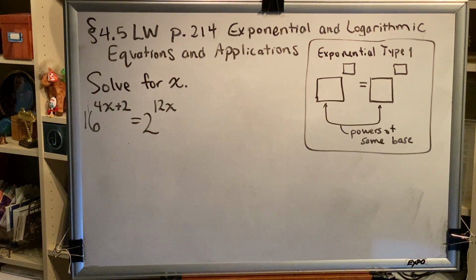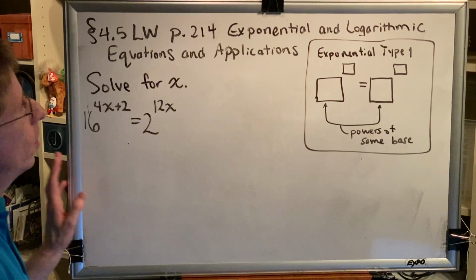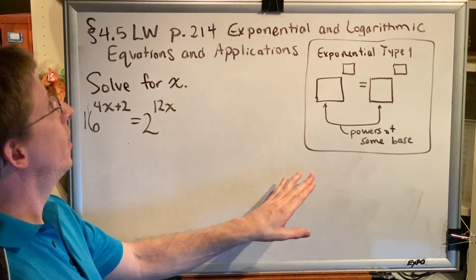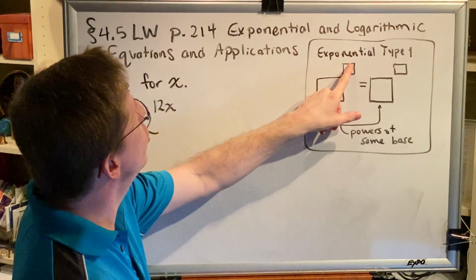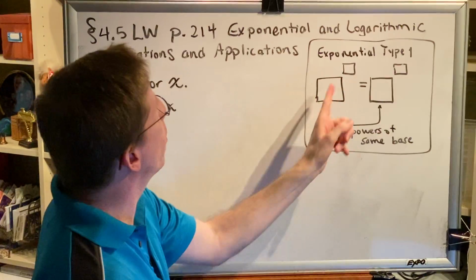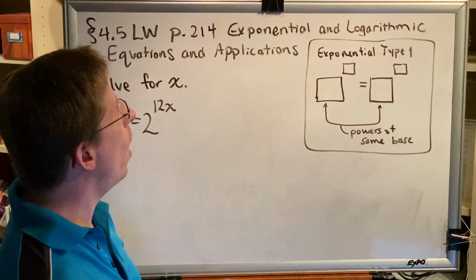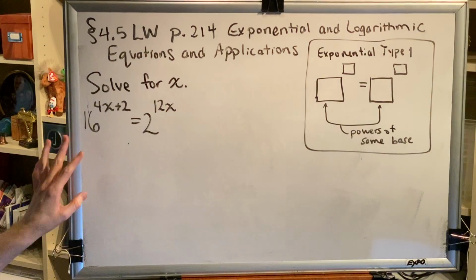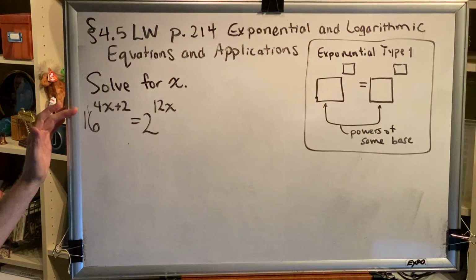Please open in your learning workbook to page 214. We're going to do some ALEKS problems involving exponential equations of type 1. All right, so first a reminder, what does an exponential equation of type 1 look like? It looks like this. Base raised to exponent equals base raised to exponent, where the two bases are powers of the same number. All right, so solve for x.